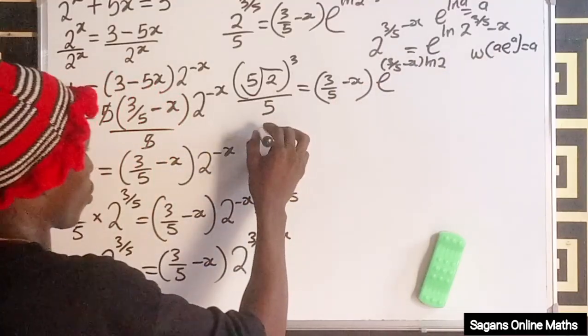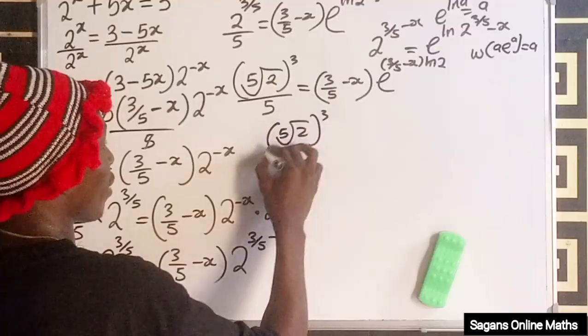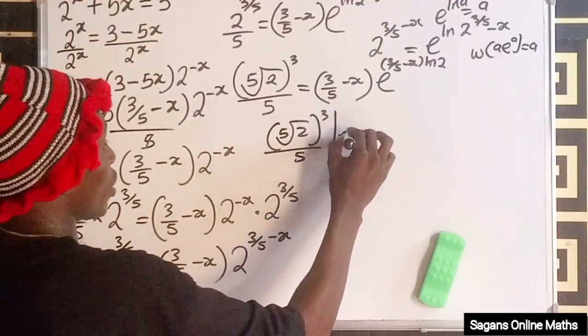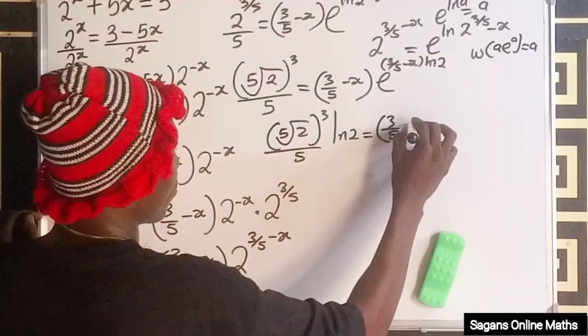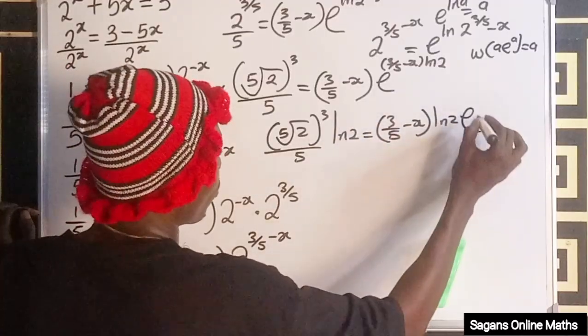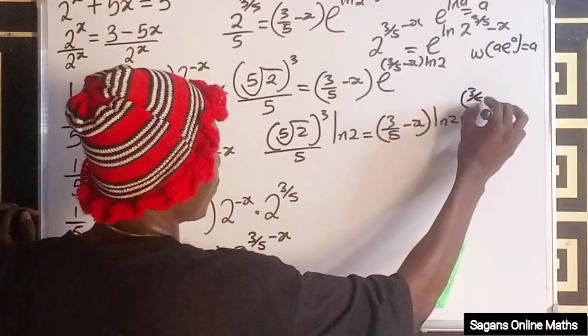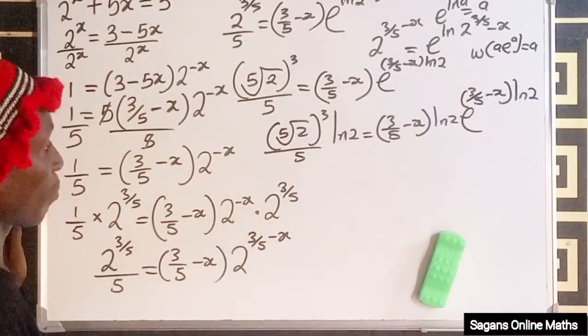So that means this will become the fifth root of 2, all to the power of 3 divided by 5, then ln 2, is equal to 3 divided by 5 minus x, then ln 2, then multiply by e raised to the power of 3 divided by 5 minus x, ln 2. Wow, this is amazing, right?